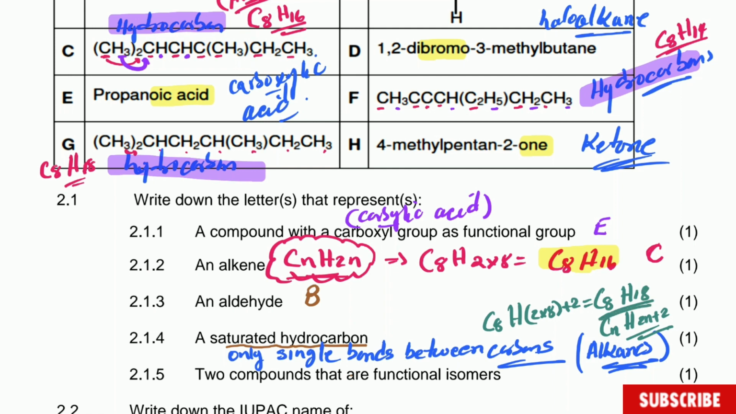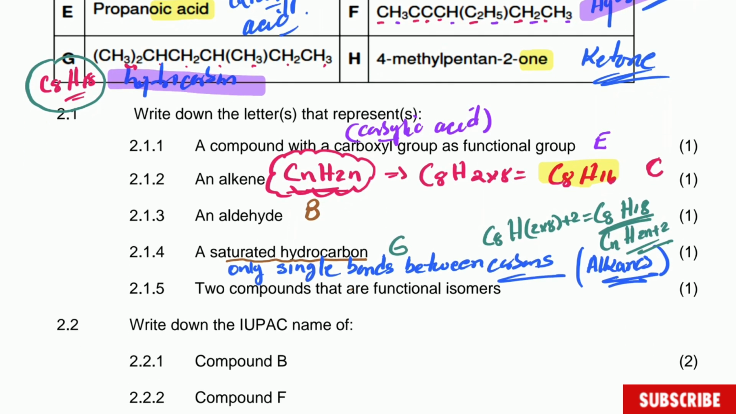Which one is the one that follows under that one? It is compound G, and therefore that is the answer for this question. I hope you understand. It's a very good question to practice. 2.1.5, 2 compounds that are functional isomers.